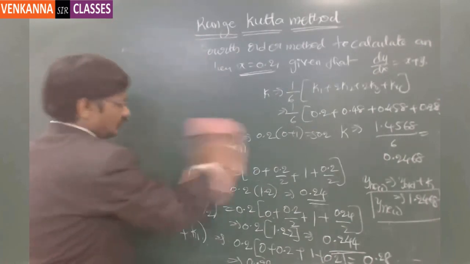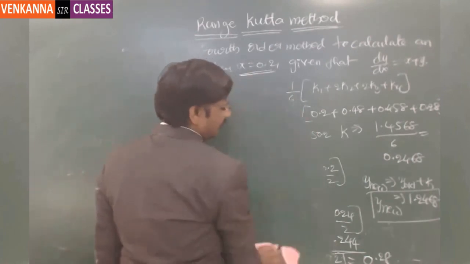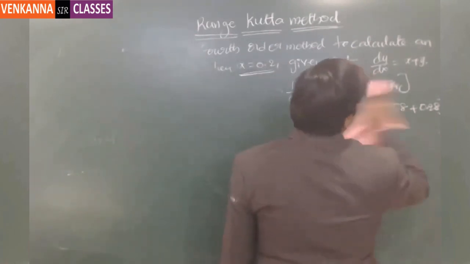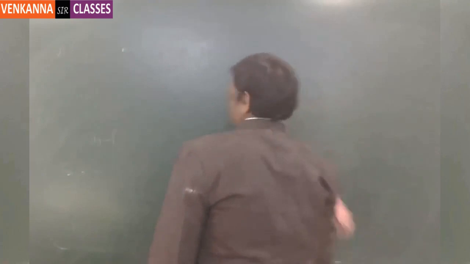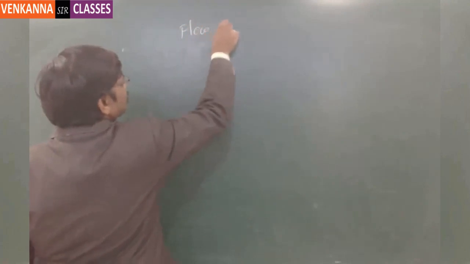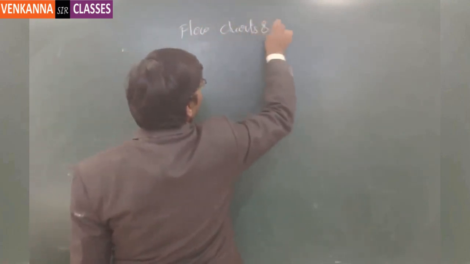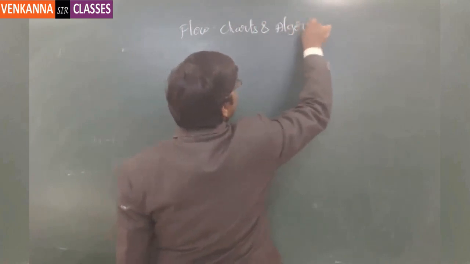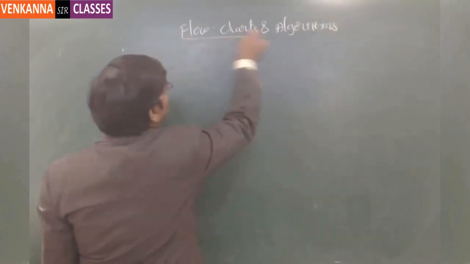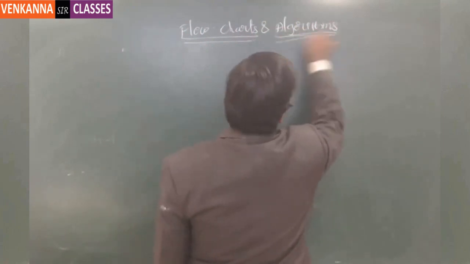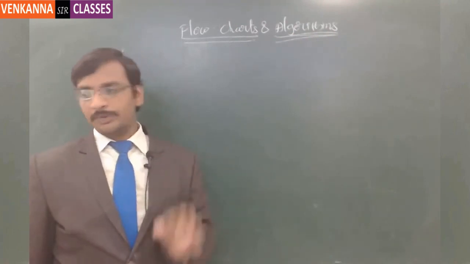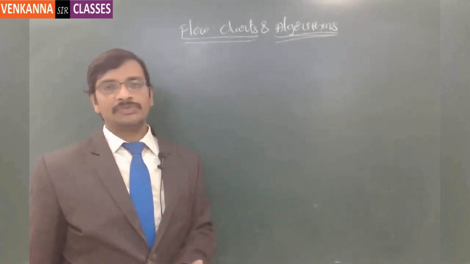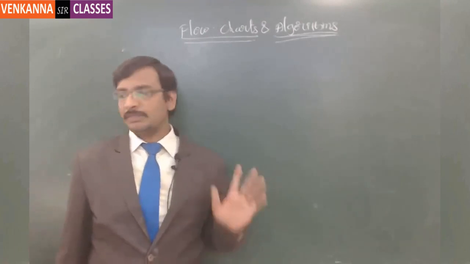Now, in computer programming, I am left with the flowcharts and algorithms, so I will complete that. The concept here is that numerical methods are just to make use of computers to solve our mathematical problems with the help of numbers, right? So this is the final summary of this entire topic.